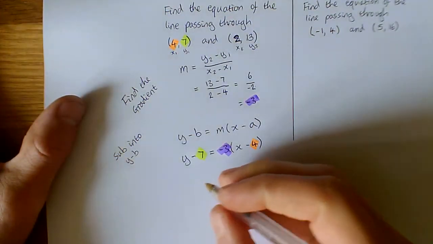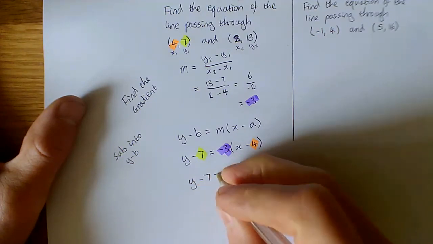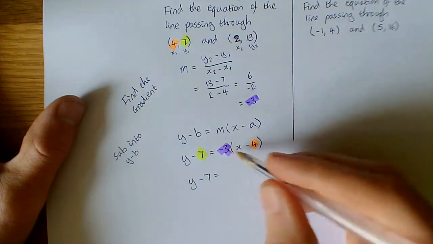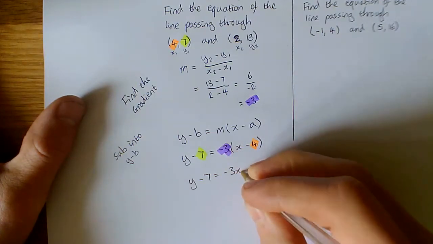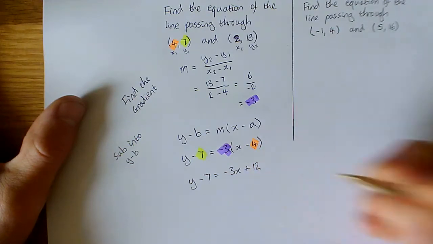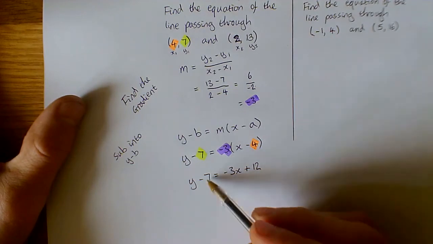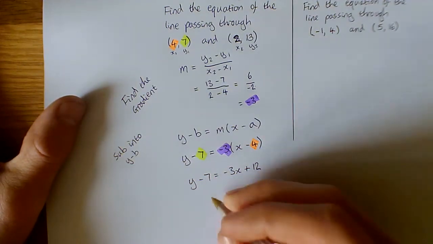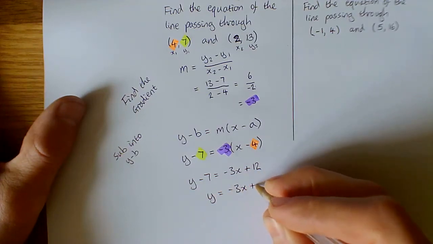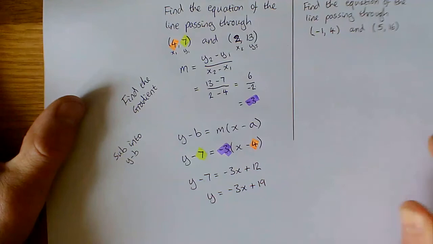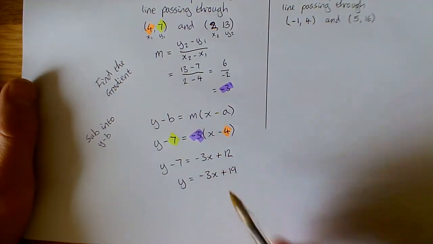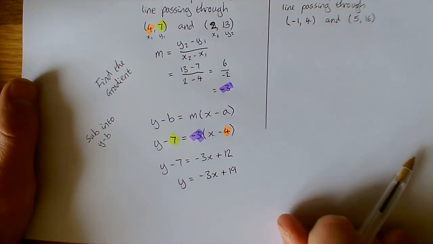Now we need to reorganize, like we've been doing this week. We're just expanding out this side. Minus 3 times x is minus 3x. Minus 3 times minus 4 is plus 12. We've got take away 7 here. Let's add 7 to both sides. So we get y equals minus 3x plus 19. And we're finished. That is our line equation. That is exactly what we're looking for, a line equation of that form.